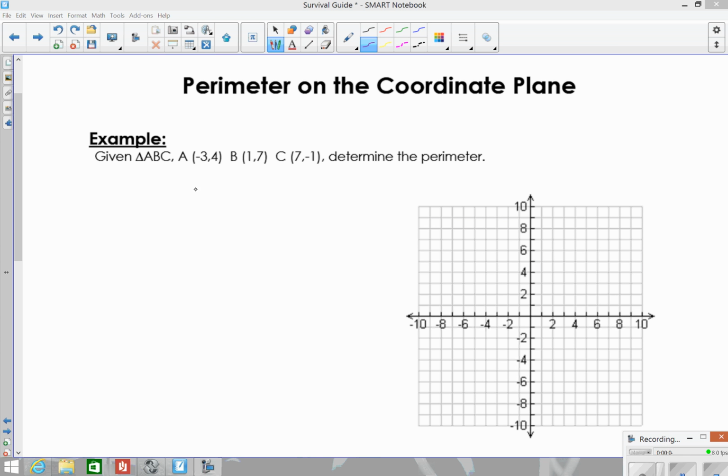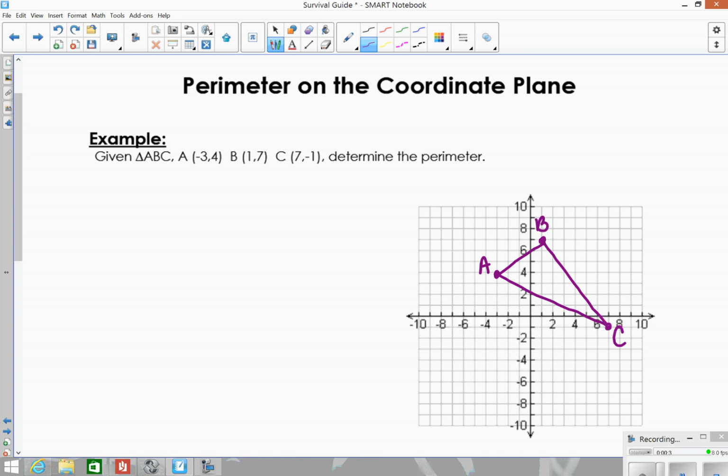So in this example, we're looking at trying to find the perimeter of the given triangle here. So the first thing you want to do is just plot the points. So we're looking at the picture. So we have A: negative 3, 4, then 1, 7, and then 7, negative 1. So we plot. And then what we're trying to do is find the perimeter.